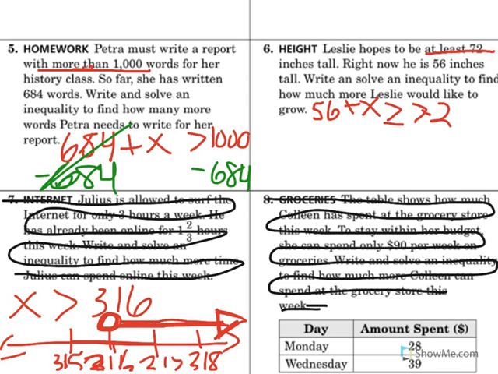Because how much he is plus how much he wants to grow, we don't know how much that is, that's what we're solving for, has got to equal his goal of at least 72 inches. So you're going to solve this. Got to get rid of plus 56 or positive 56. The opposite is minus 56. So subtract 56 from both sides.